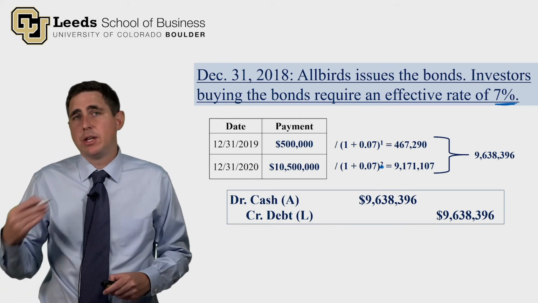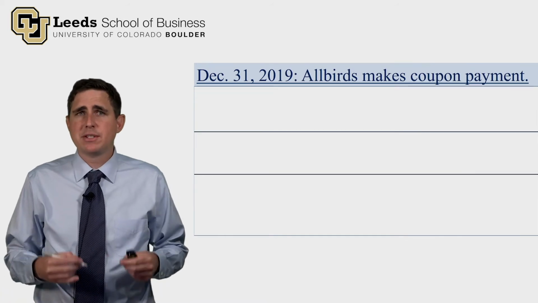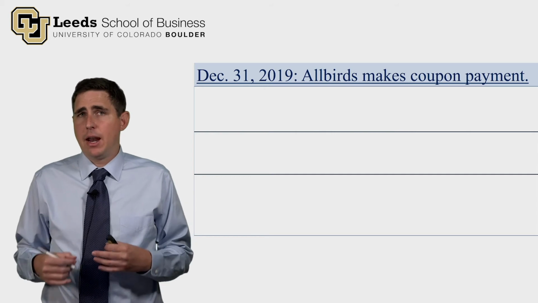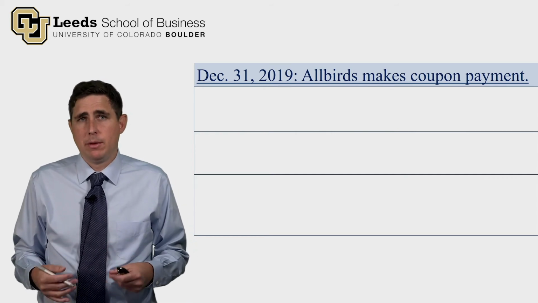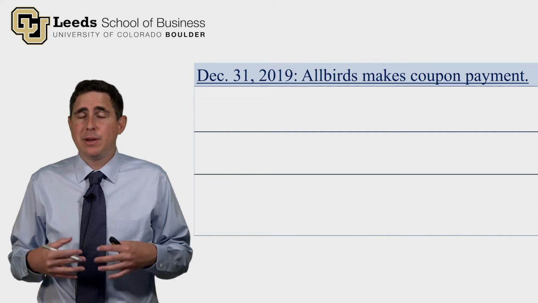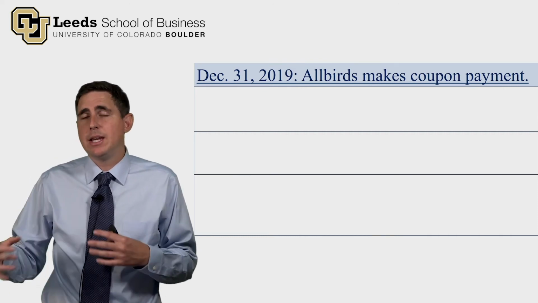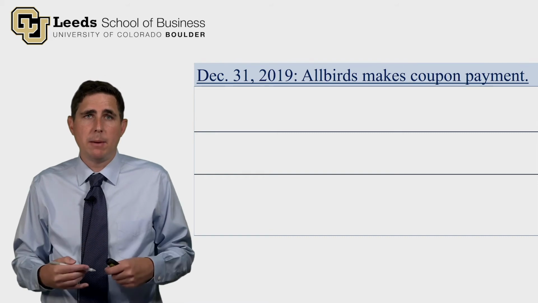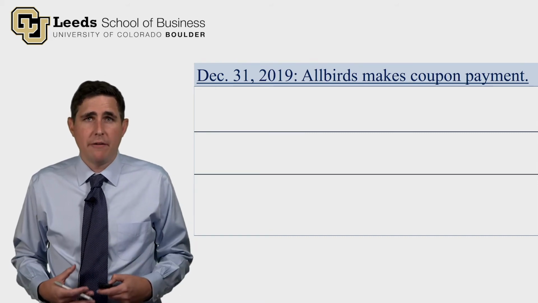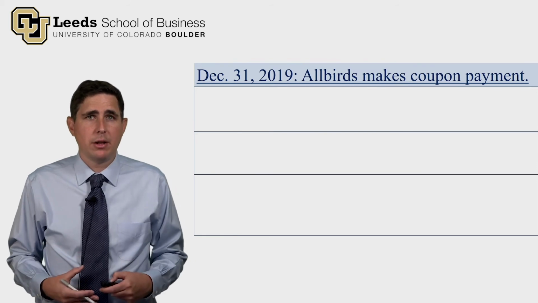Now let's have a year go by. It's now December 31st, 2019, and the only thing that happens now is that Allbirds needs to make a coupon payment. Allbirds has been borrowing this money now for a year, and you can't borrow money for free. You need to make interest payments. So they're going to make a coupon payment on December 31st, 2019. How much of a payment are they going to make? Well, we've already calculated this before.